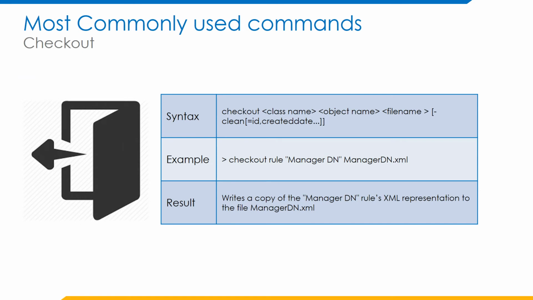Checkout. This is similar to the get command. Using this, we can write the XML representation of the required object to a specified file name. If you look at the syntax, it has three arguments: class name, object name and the file name. File name is the name of the file where we want to write the XML representation of the object. We also have the -clean option, which can be used to remove all values like created and modified dates, etc., which we do not want to transfer between the IIQ instances.